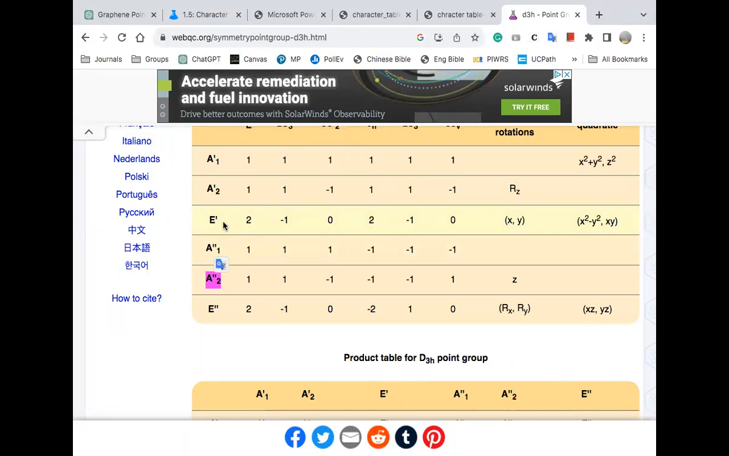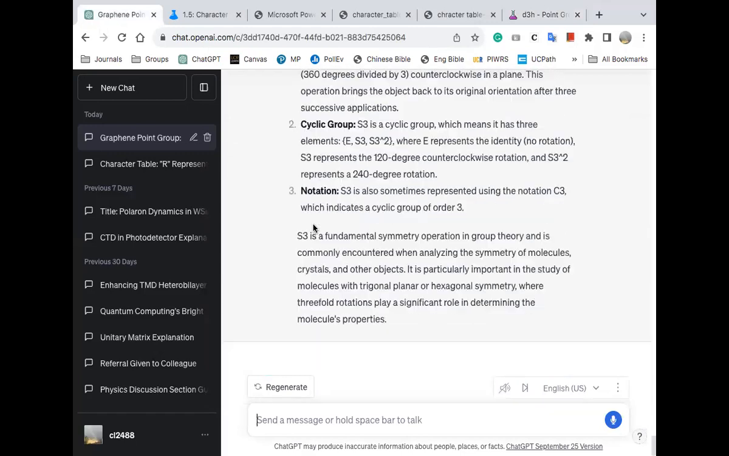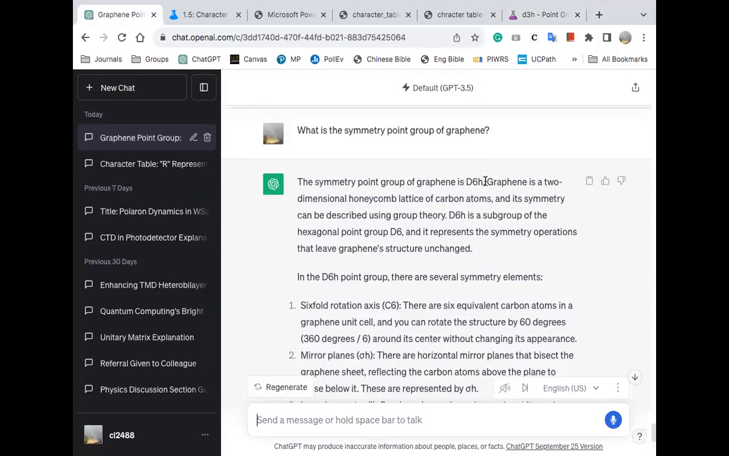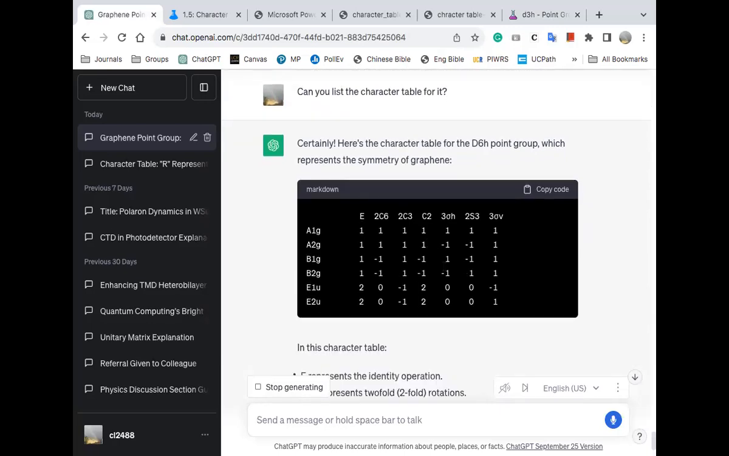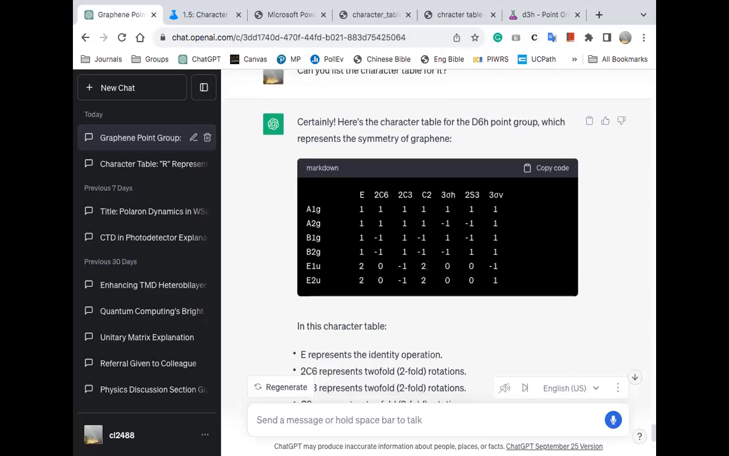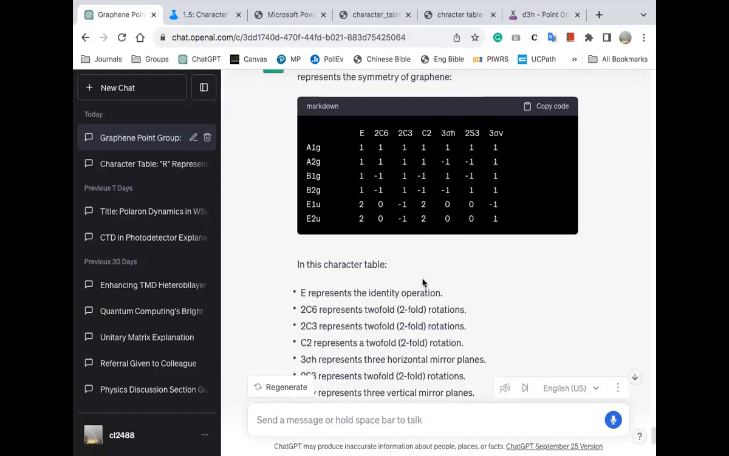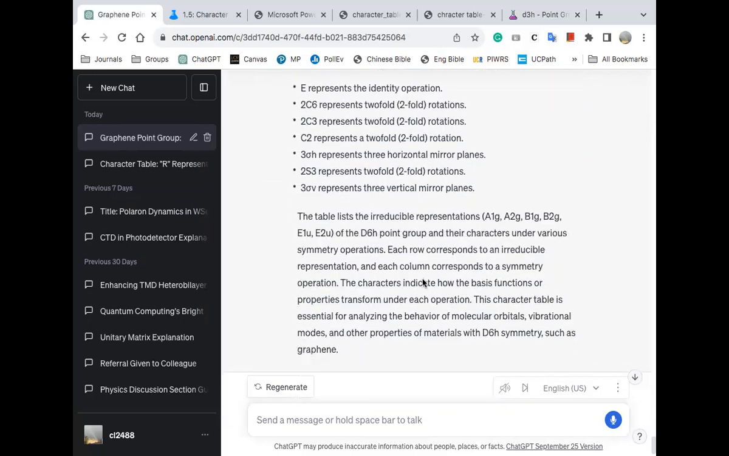Probably you just use ChatGPT. You type a question. Actually, this morning I tried that. You can just ask, what is the symmetry point group of graphene? It immediately tells you it's D6h. Only the first line is needed. And then you can ask, can you list the character table for it? Then you see the character table come out. Probably not correct. Is it correct? It looks like it's missing something. There are more. So don't trust it.